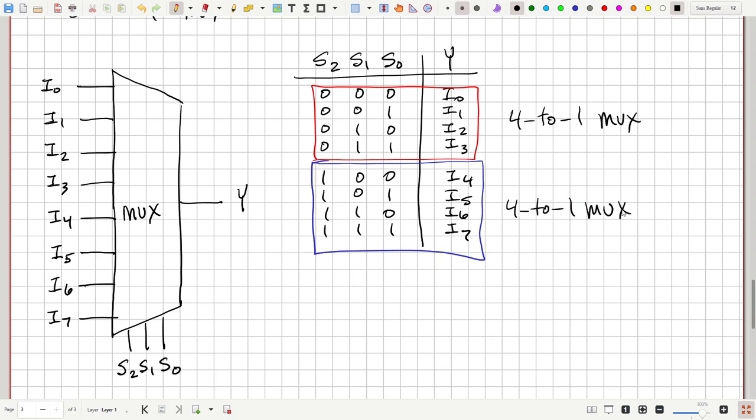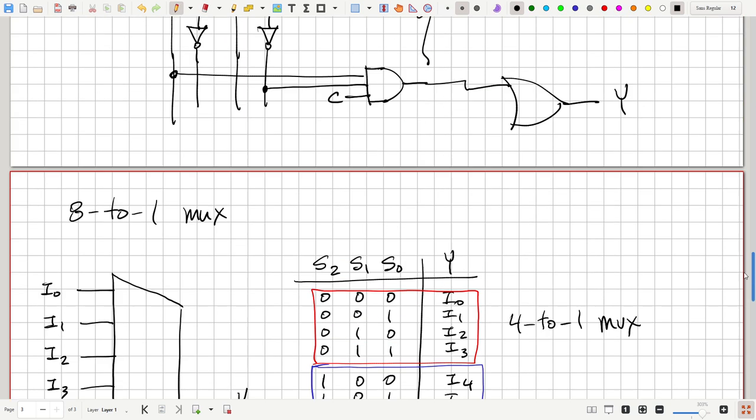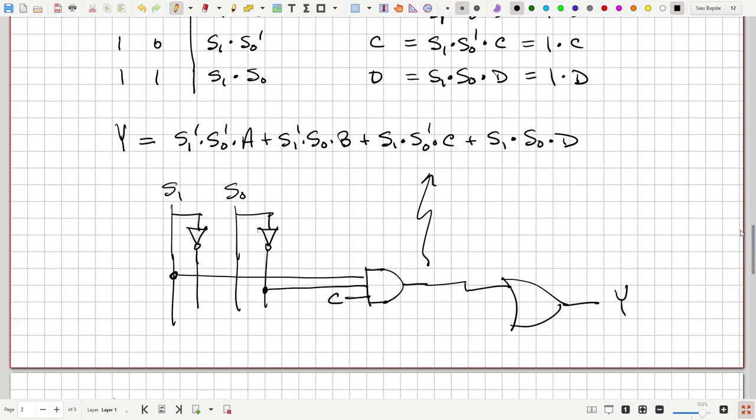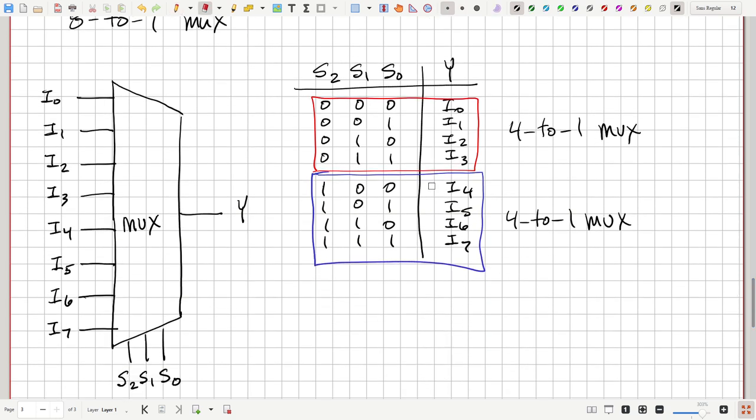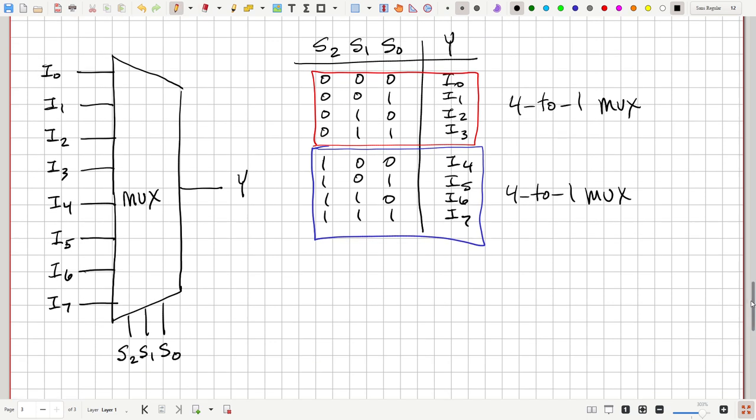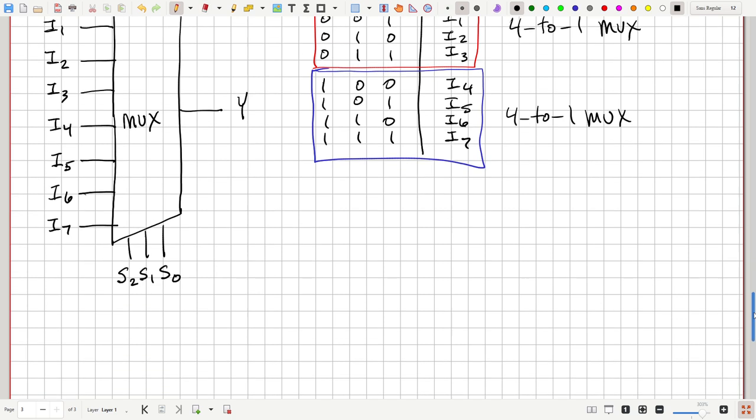This seems to be telling us that instead of just going in from scratch, designing an 8-to-1 multiplexer, we could use our existing 4-to-1 that we had previously, and kind of paste two of those together with a little bit of other logic having to do with the S2 value. In fact, that logic that we would use to paste these two together could itself just be a 2-to-1 multiplexer. So let's see how we would do that. Here's what we could do.